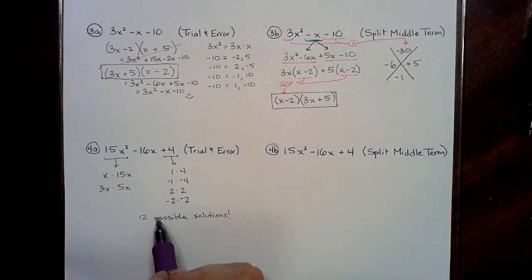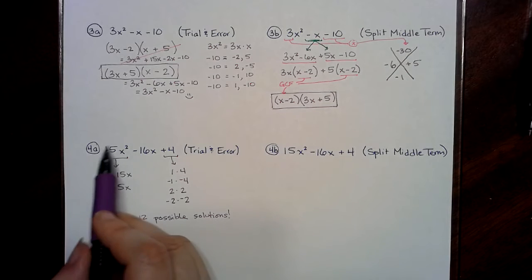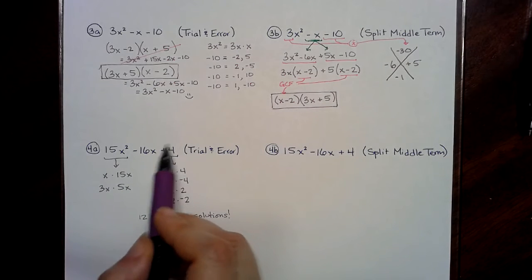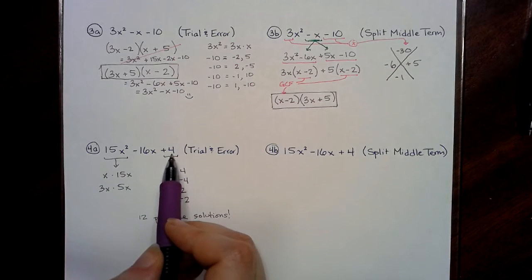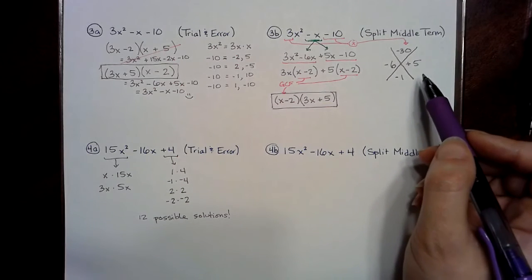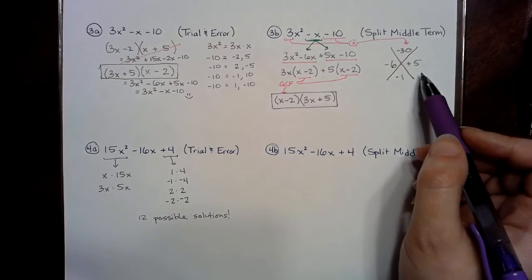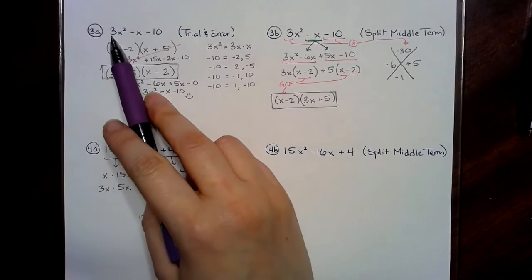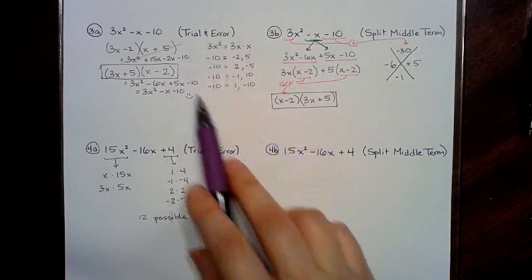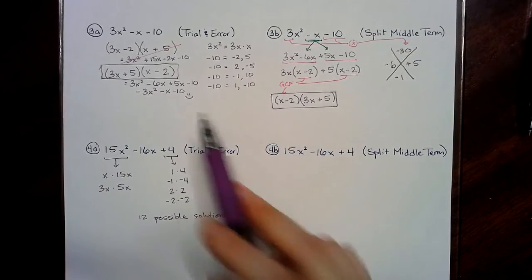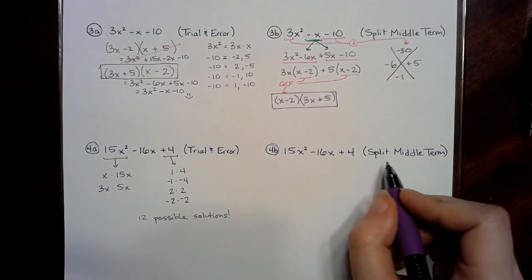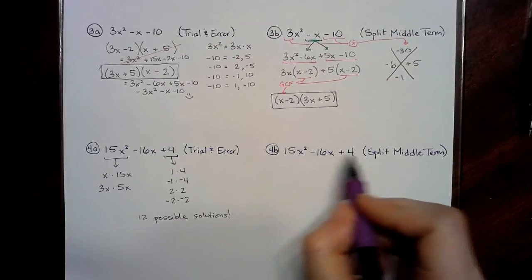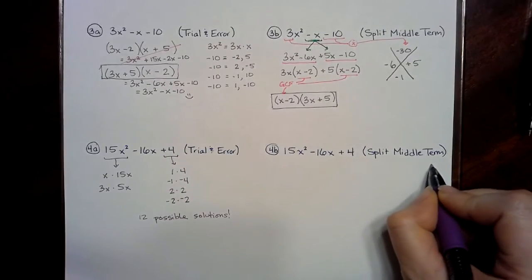So the trial and error method, maybe we'll get lucky, but it's going to take a long time if we're not lucky. So in a case where these numbers at the beginning and end are not prime, then I highly suggest that you use the splitting the middle term method. If one of these numbers was prime, like here with 3, then the trial and error method can be very fast. So let's instead split the middle term when solving this.